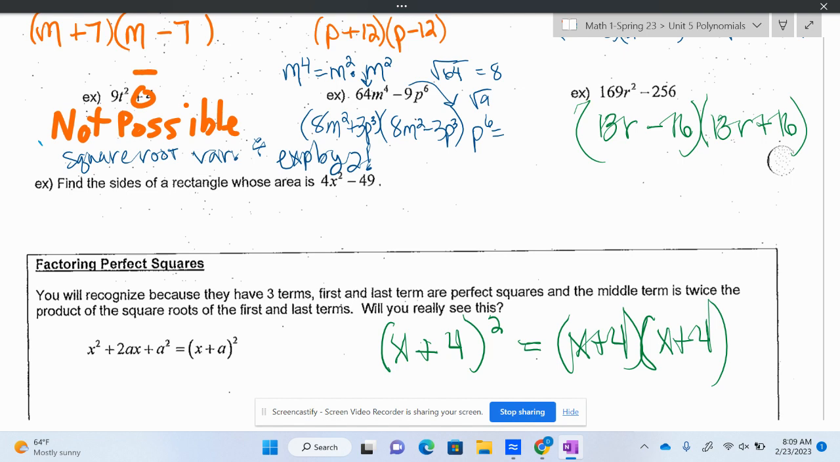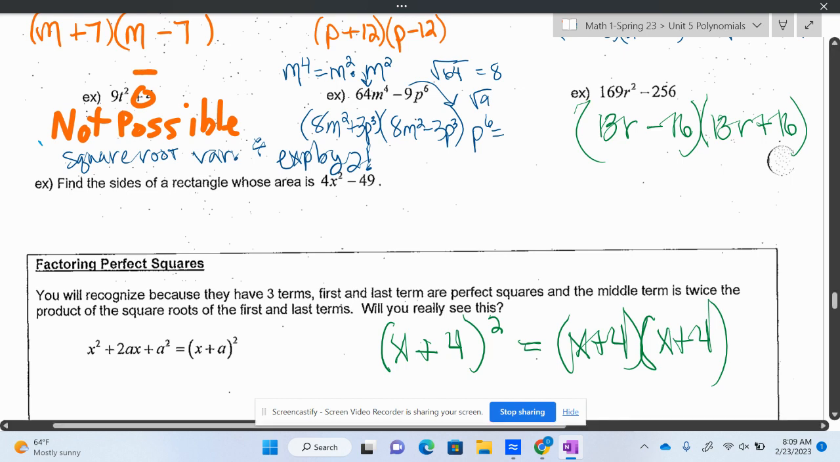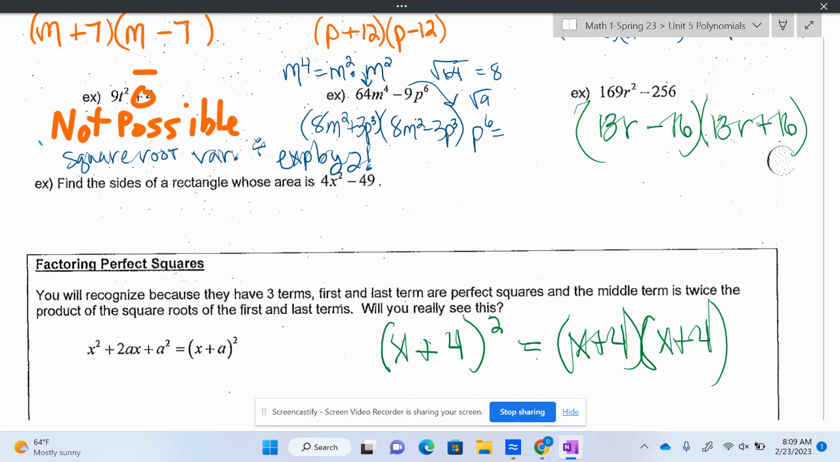So we know that x times x is x squared. X times x is x squared.